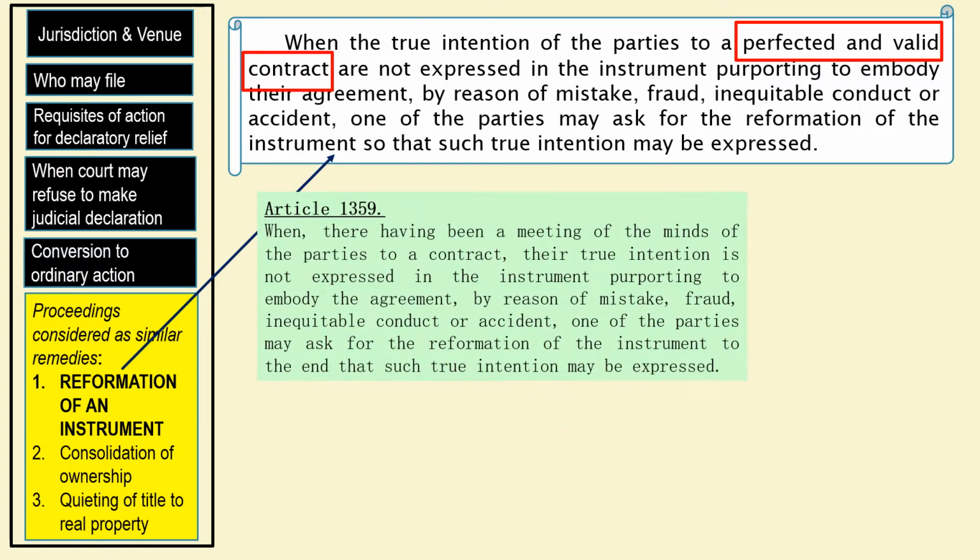And what is our applicable article? That is Article 1359. So this is our substantive law. Ano ang sinasabi ni Article 1359? When there having been a meeting of the minds of the parties to a contract, their true intention is not expressed in the instrument purporting to embody the agreement by reason of mistake, fraud, inequitable conduct, or accident, one of the parties may ask for the reformation of the instrument to the end that such true intention may be expressed.